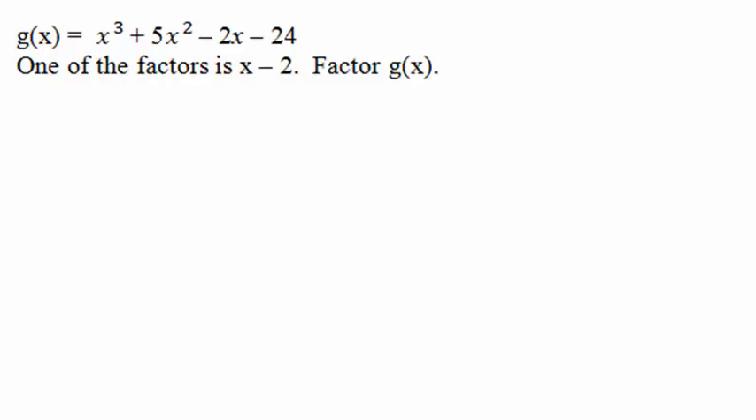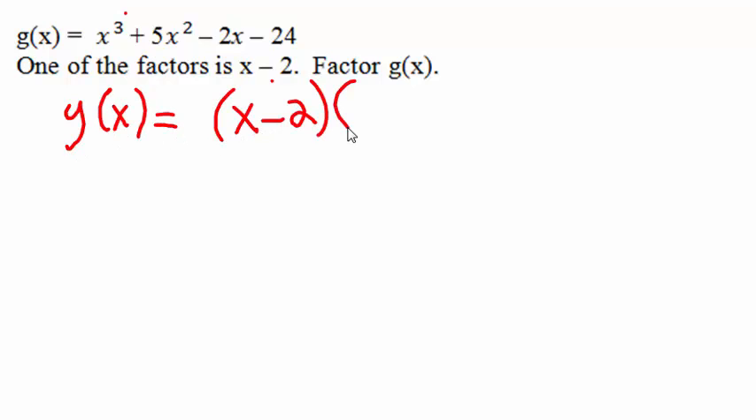In this problem, we are asked to factor a polynomial with a degree of 3, which means there could be up to 3 factors when we're all said and done. They're nice enough here to tell us that one of those factors is x minus 2. So we can tell that g of x will factor into x minus 2 times some other stuff. Presumably there's going to be 2 more factors here for a grand total of 3 factors.